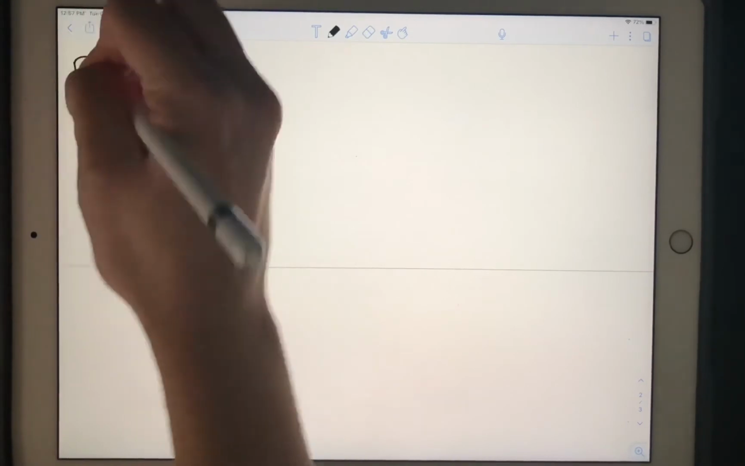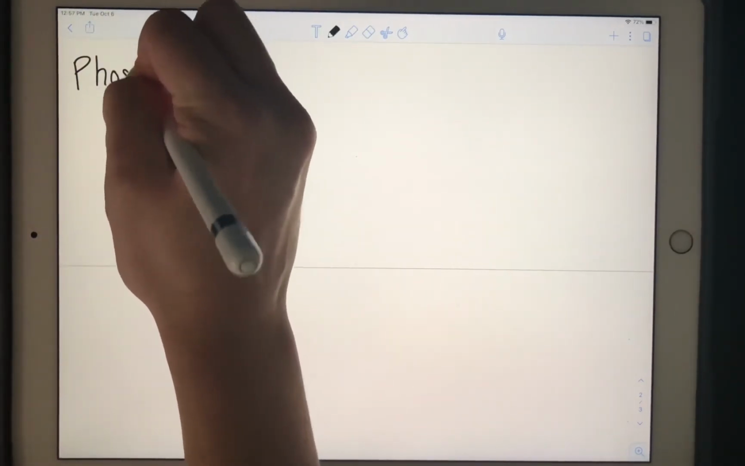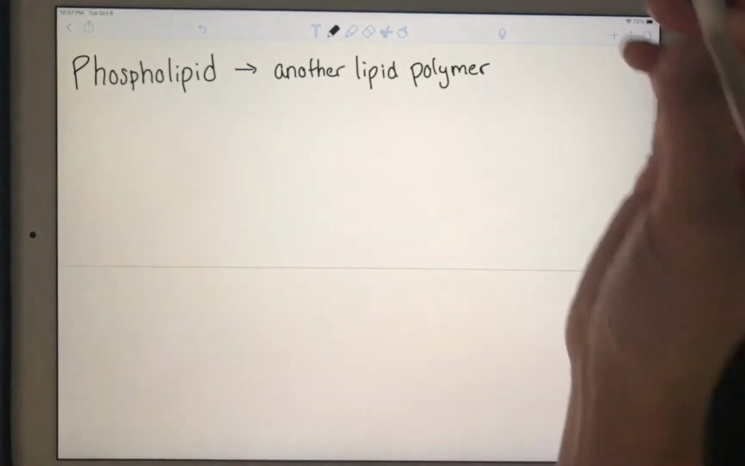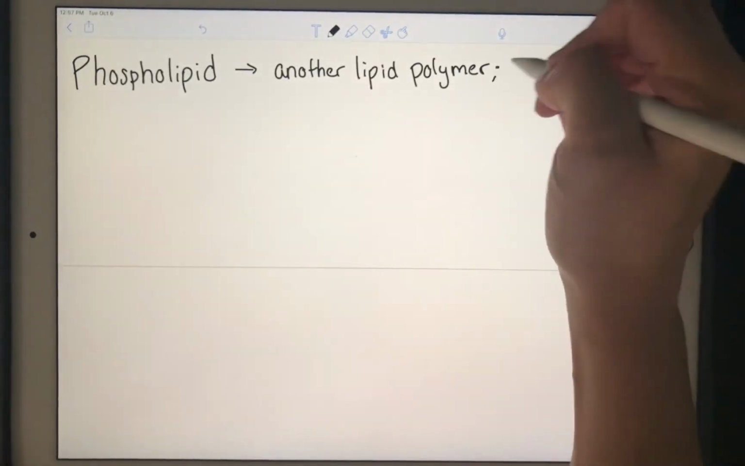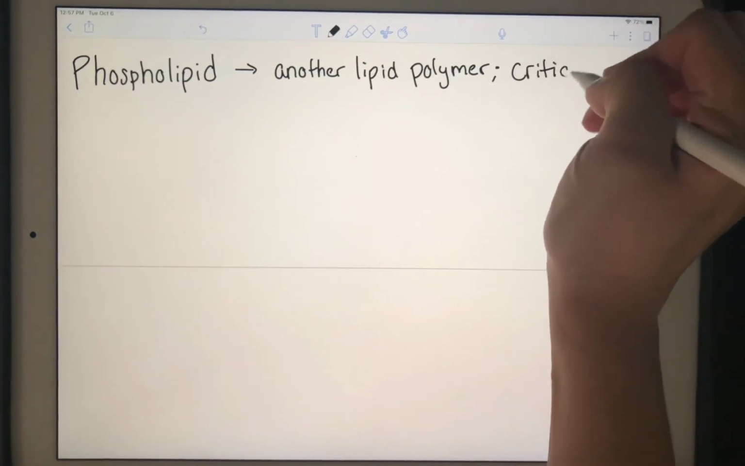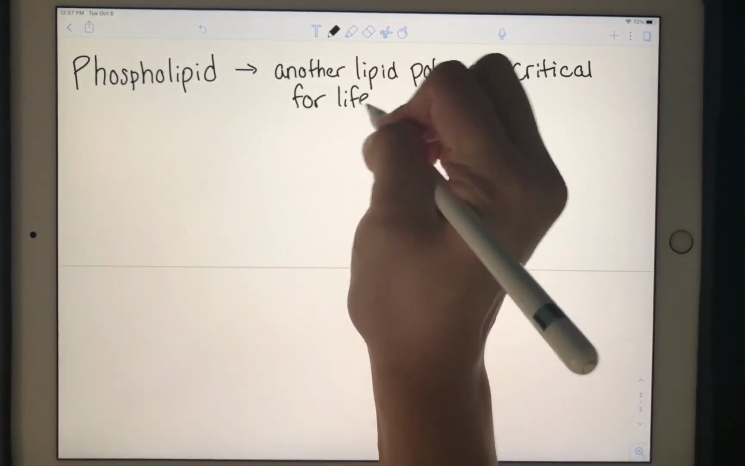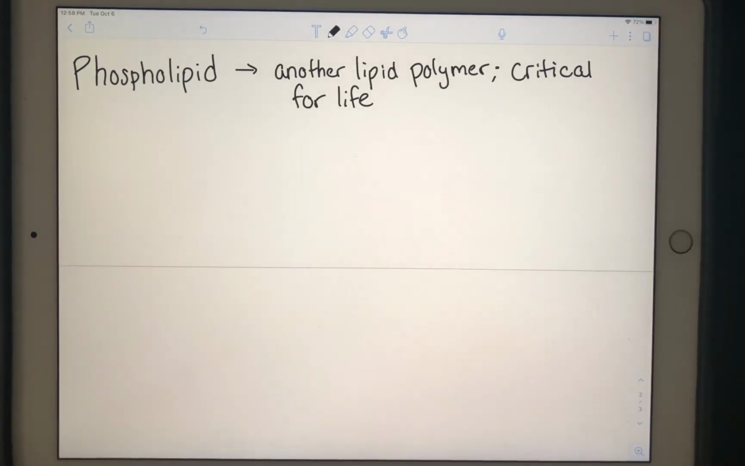Another very important lipid polymer is called a phospholipid. And we'll find out that this polymer is critical for life. So just like our triglyceride, phospholipid also starts with a glycerol at the top.